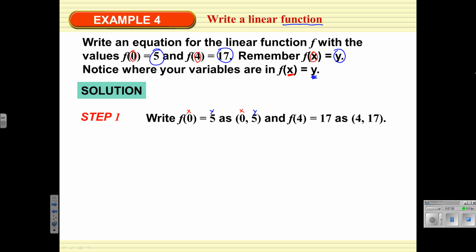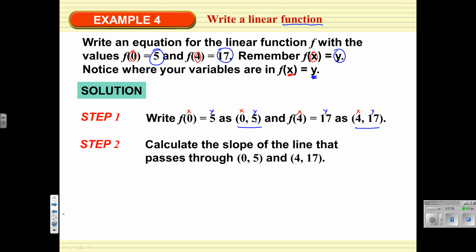Okay, same thing over here. Here is my x inside the parentheses, so that becomes my x coordinate. And here is my y, so that becomes my y coordinate. So now look what we have. We have 2 points. We can find the slope between those points using the slope formula. We also have the y-intercept because we have the 0 for our x, and our 5 for y. That would be our y-intercept. So we're going to find our slope.